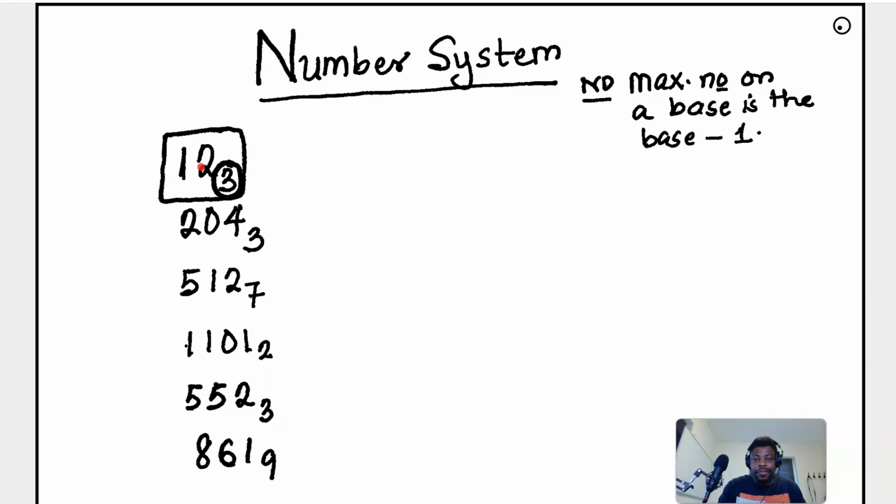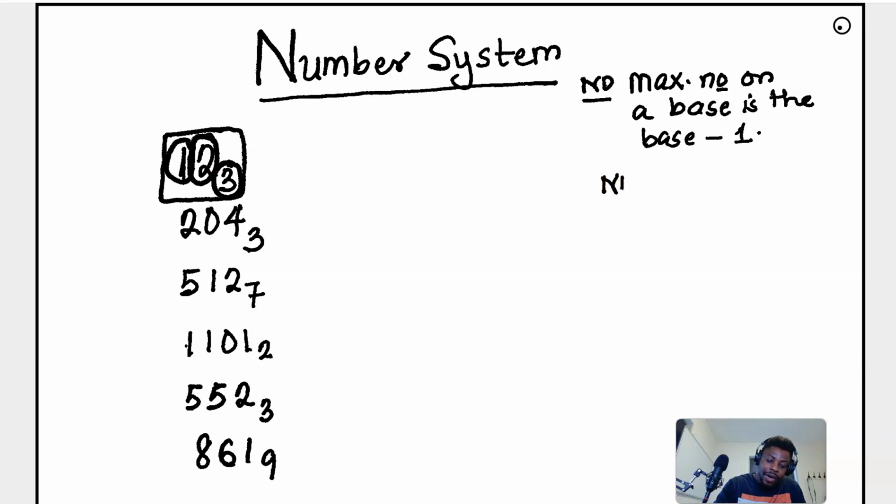I'll make it easy for you now. What do you have? Base 3, right? What are the numbers? You have 1. 1 is less than 3. That means the expression is still correct. 2 is less than 3. The expression is correct. It simply means for a number-based expression or equation to be correct, the numbers have to be less than the base.